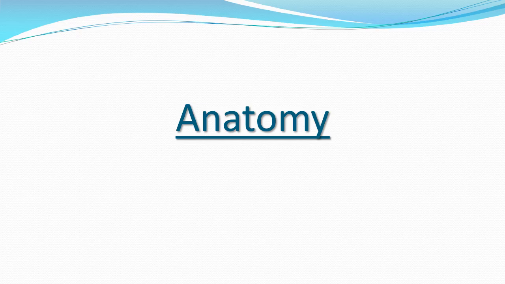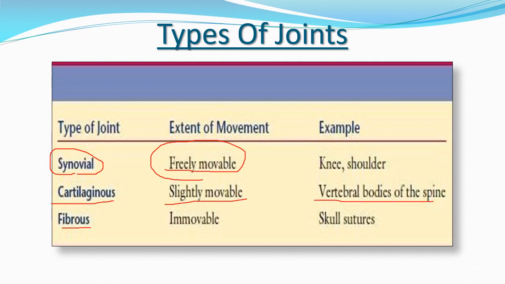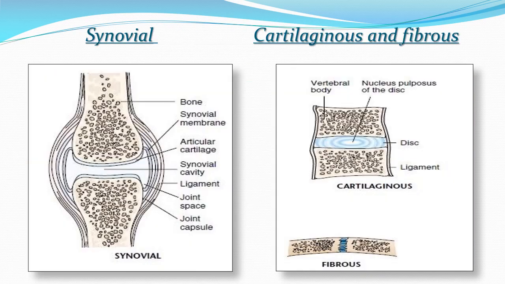Let's review the basic anatomy of the joint. We have three major anatomical types of joints: the synovial joints, the cartilaginous joints, and the fibrous joints. The synovial joints are characterized by a very wide range of movements. The cartilaginous joint is a slightly mobile joint, and an example is the vertebral bodies of the spine. The only example for the fibrous joint is the skull suture. Now, we need to discuss more details about the synovial joint, which is the commonest type of joint in our bodies.